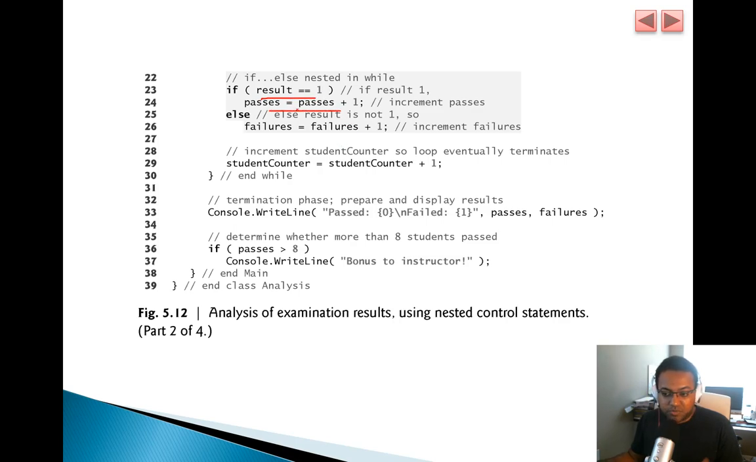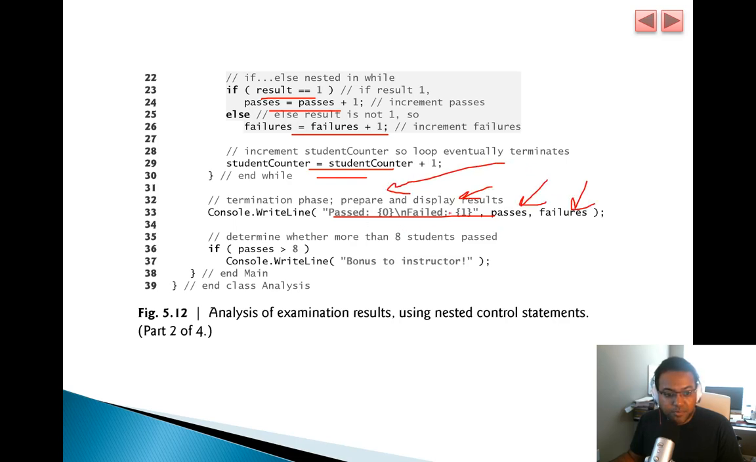Now, we've talked about this already, but there's a better way to do that, right? You can increment using passes++. Else, increment failures by 1, failures++. And then increment the student counter by 1, studentCounter++. And then after this while loop is complete, I want you to display all the failures and all the passes.